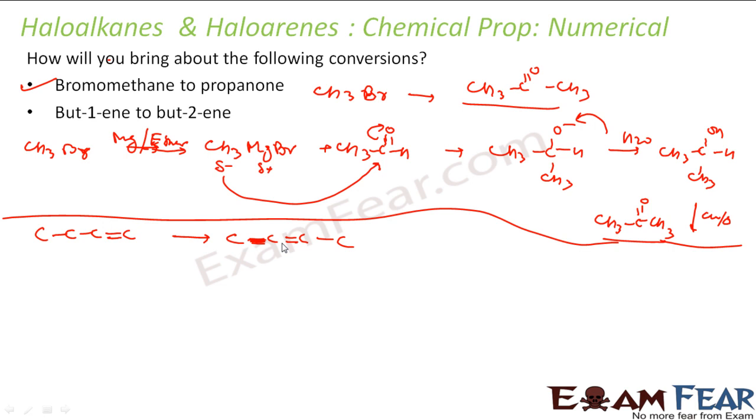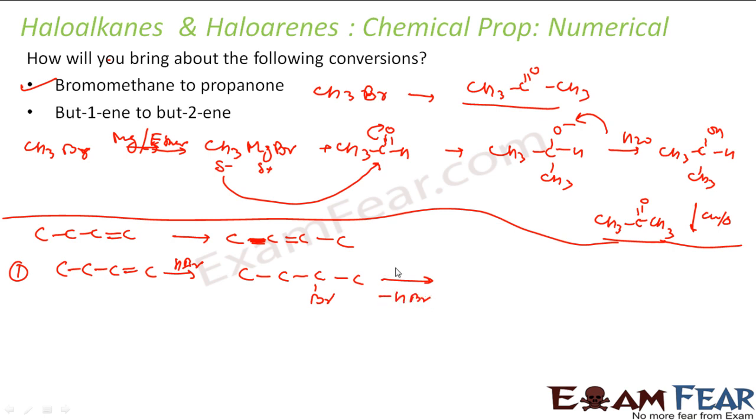So let's bring polarity first, and what we can do is add HBr to it, correct, and then we can do an elimination. So let's see this. Let me add the first step. So let's add HBr to it, normal addition. So it will become something like this, correct, 2-bromobutane, and then you can do a minus HBr.